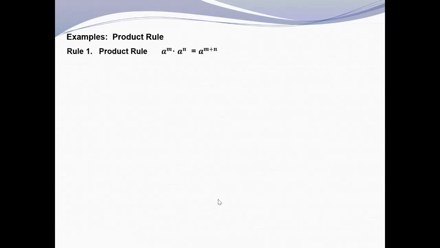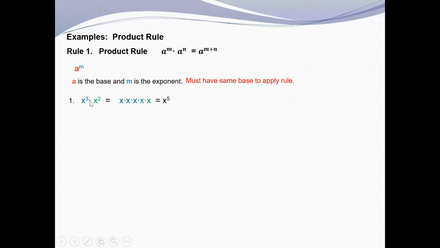Remember, this is the product rule. If you have a to the m times a to the n, it equals a to the m plus n. Again, a is the base and m is the exponent. You must have the same base to apply the rule. Example, x to the third times x squared is equal to, and I did it the long way so you can see exactly what's taking place. The x to the third power is in blue, so I put 3 x's because x to the third is x times x times x. And x squared in green will just be x times x.